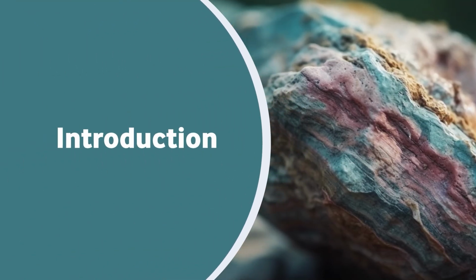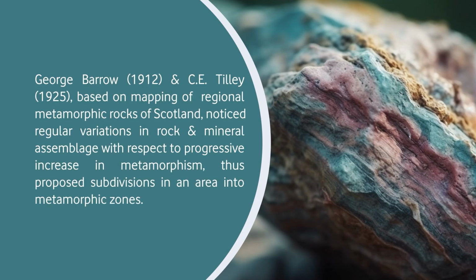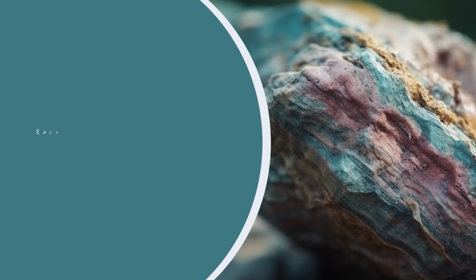Introduction: George Barrow in 1912 and C.E. Tilley in 1925, based on mapping of regional metamorphic rocks of Scotland, noticed regular variations in rock and mineral assemblage with progressive increase in metamorphism, and thus proposed subdivisions of an area into metamorphic zones. Each zone is marked by the influx of new mineral species.